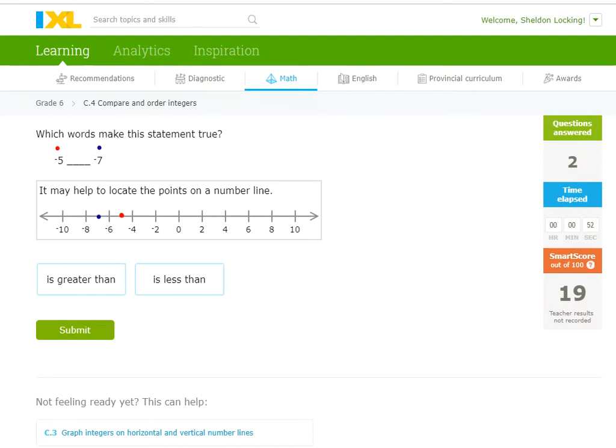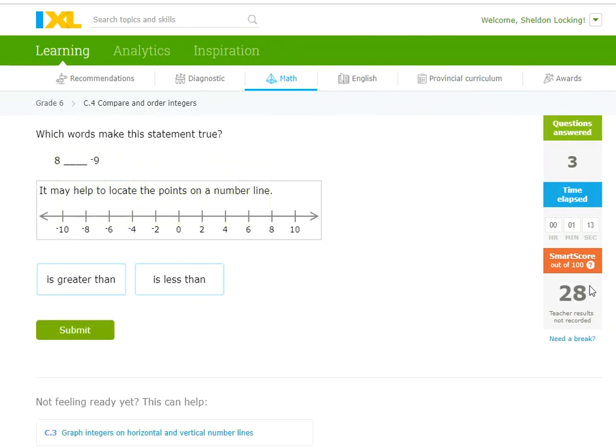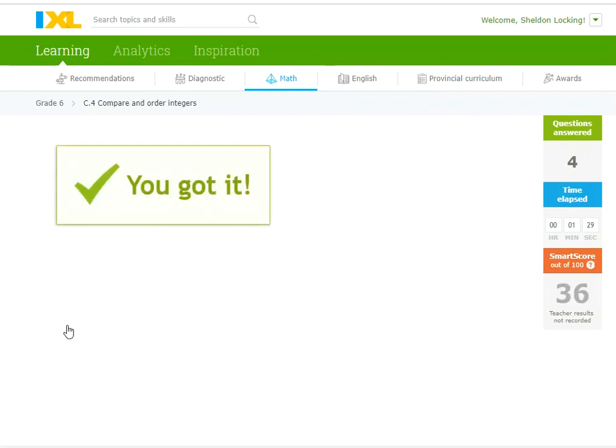Okay, so -5 is greater than, right? Is greater than, it's tough. Is greater than -7. So, is greater than. Great. So these will get harder once you get to a smart score of 60, 70, or 80. But the general concept, I think, is quite straightforward. Is 8 greater than or less than -9? It is quite a bit greater than -9. Enjoy.